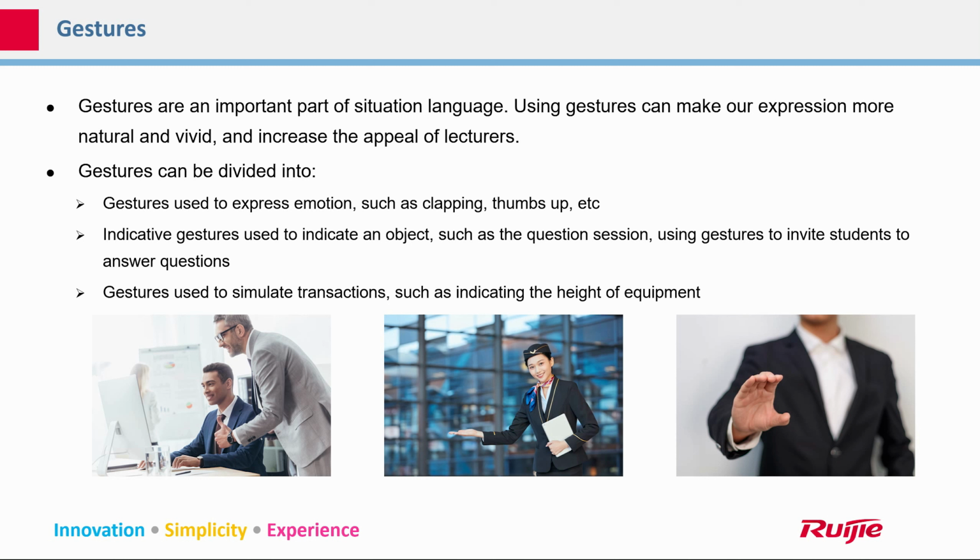And the third type is a gesture used to simulate things, such as indicating the height of equipment. Just like what we can see in the last picture, right? You can use your gesture to simulate the height of an object, or you can use your gesture to show the size of a product, right? This is about the gestures.